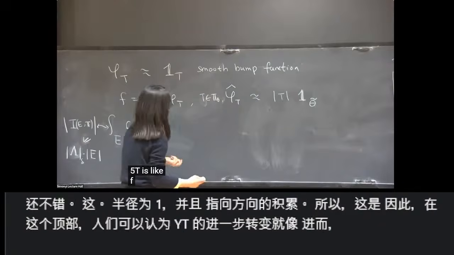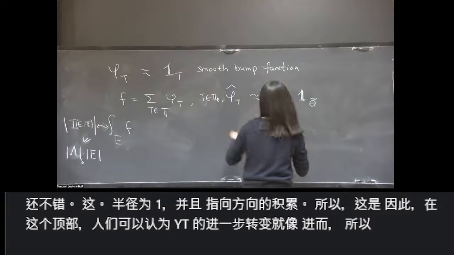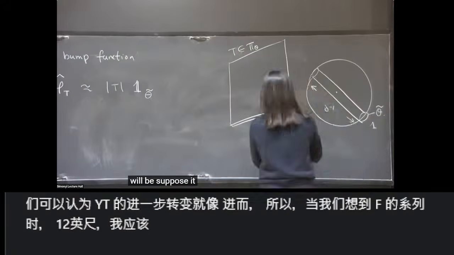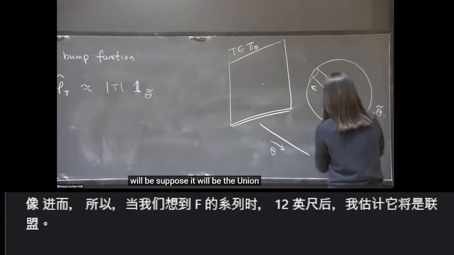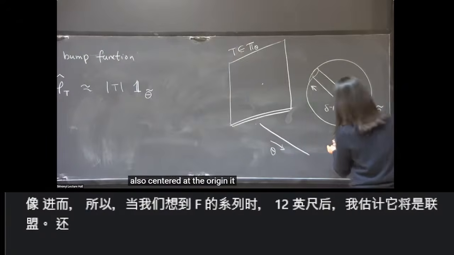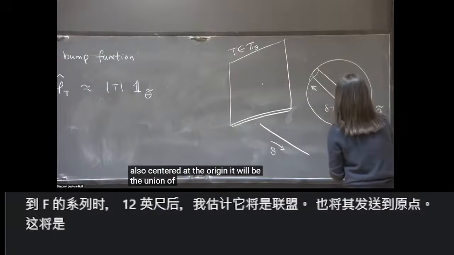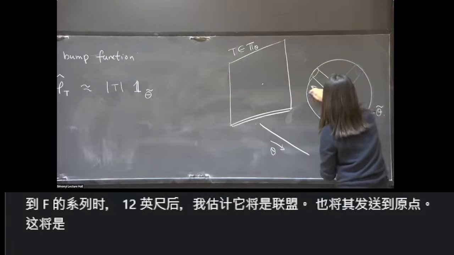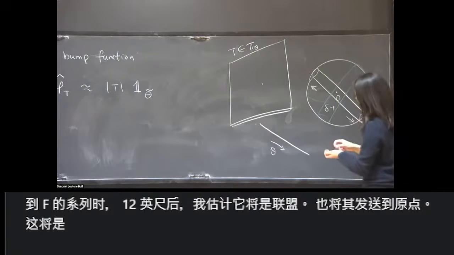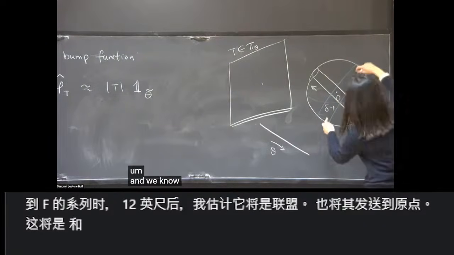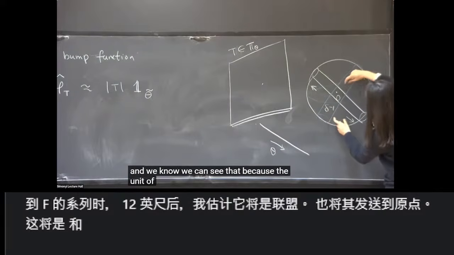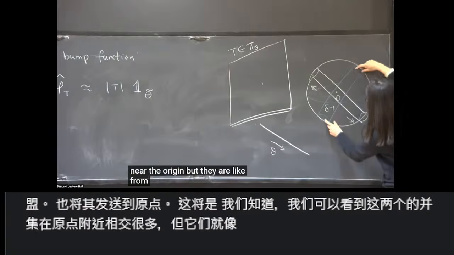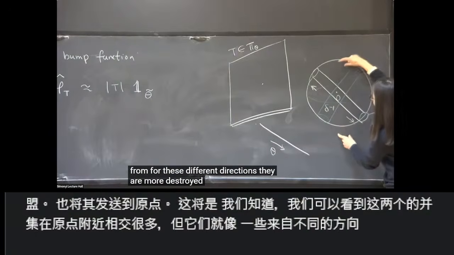And then when we think of the Fourier transform of f, it will be the union, also centered at the origin, of those tubes. We can see that the union of those tubes intersect a lot near the origin, but for different directions they are more disjoint when they are far apart.